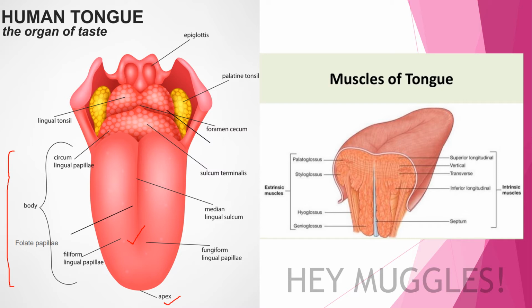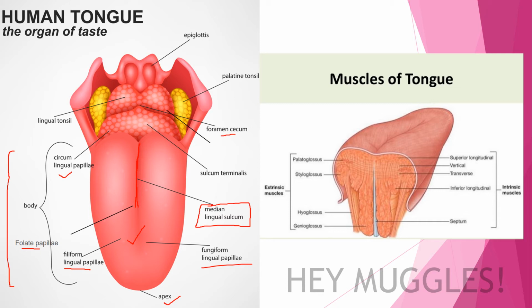So there are four types of papillae: foliate papillae, fungiform papillae, filiform papillae, and circumvallate papillae, right? This is your median lingual sulcus, running from the middle part on the anterior surface, on the dorsal surface of the tongue, right? Then we have the foramen caecum.